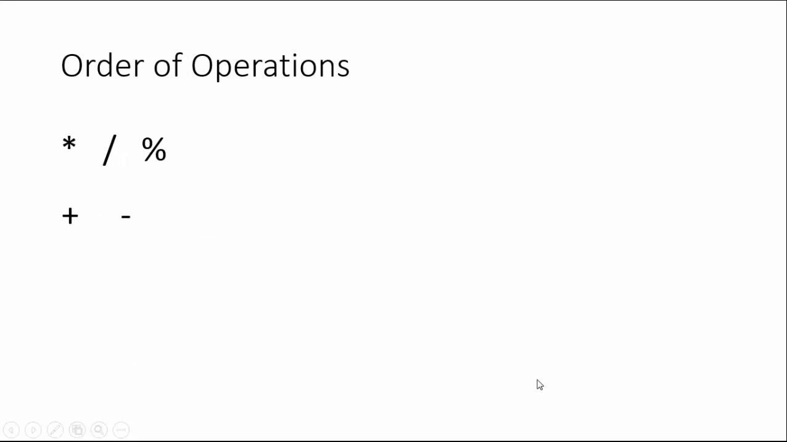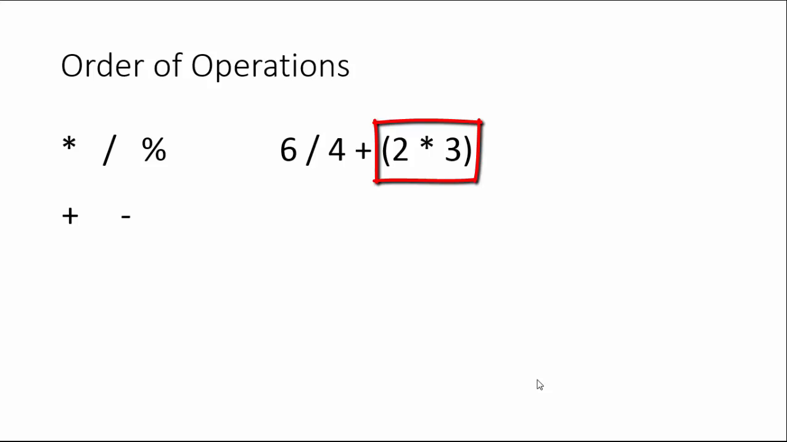Order of operations is what you are used to. Evaluation is from left to right. Parentheses are evaluated first. Multiplication, division, and the mod operator have equal precedence and are evaluated before addition and subtraction. In this example, 2 times 3 is evaluated first for a result of 6. 6 divided by 4, since both of the operands are integers, the result is 1. The decimal portion is truncated. 1 plus 6 is 7.